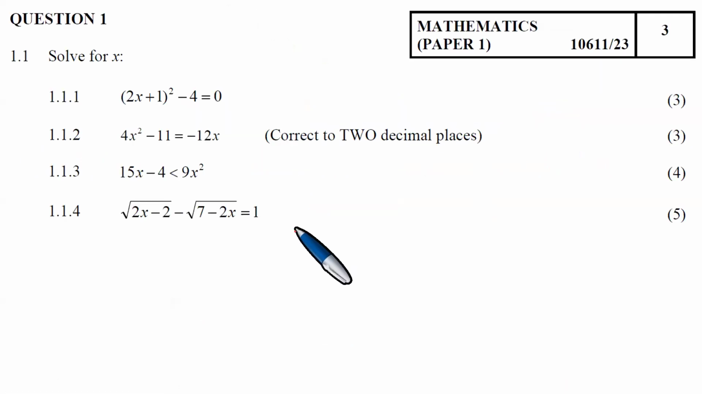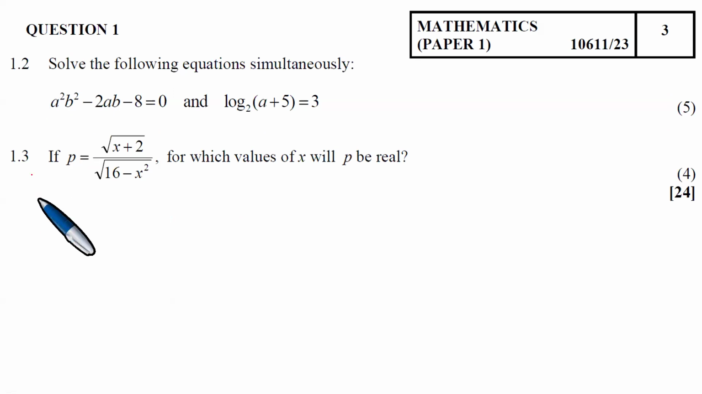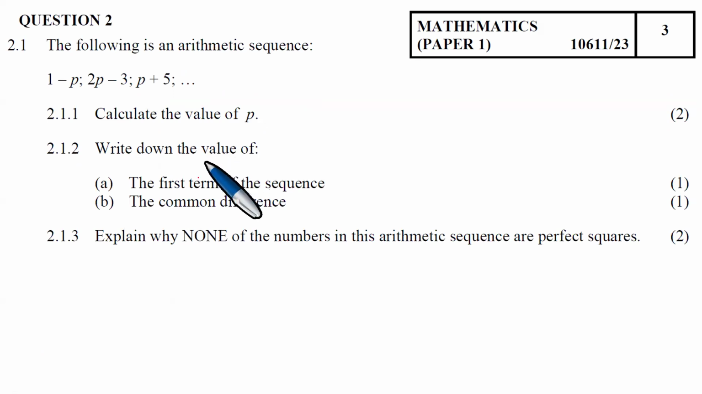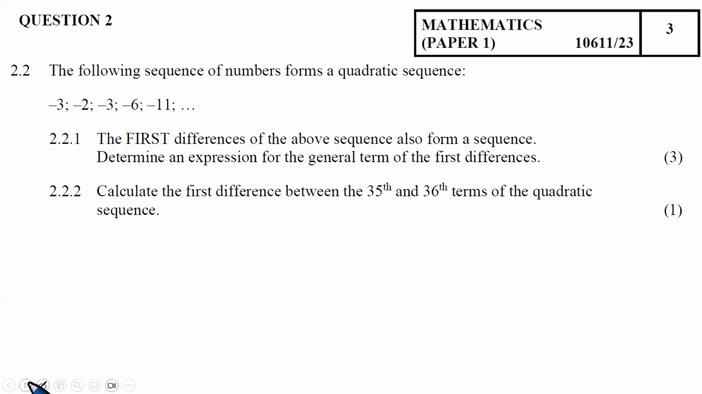In our previous discussion, we covered question 1 and we solved question 1 in full and in detail, and that was yesterday evening. Moreover, we looked at 1.2, we solved 1.2, we did the simultaneous equations, but we also did 1.3 as well. Question 2 was done, and we spent time on finding the value of P and the first term of the sequence, the common difference, and so on. We solved this particular problem.